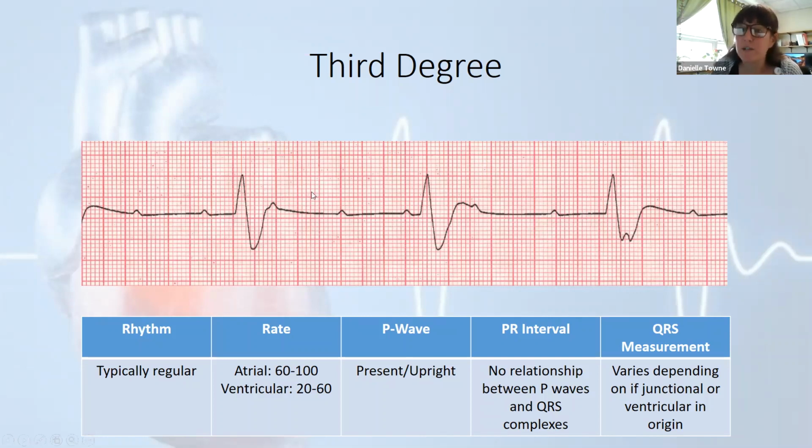And your other big clue is that these QRS complexes are wide. So you know they're coming from the ventricles. Why would they come from the ventricles? Because these QRS complexes don't know that these P waves exist because the AV node blocked off all communication.